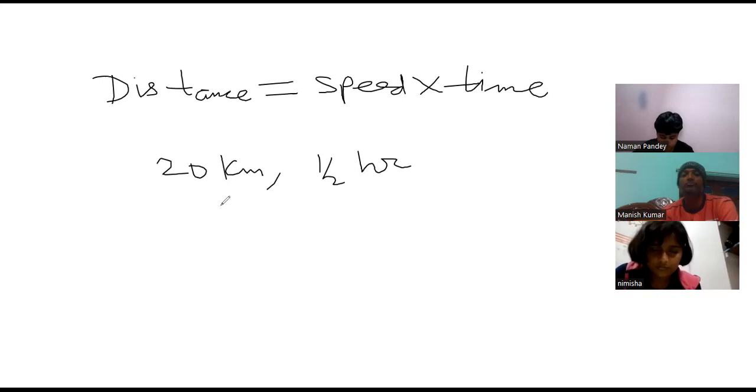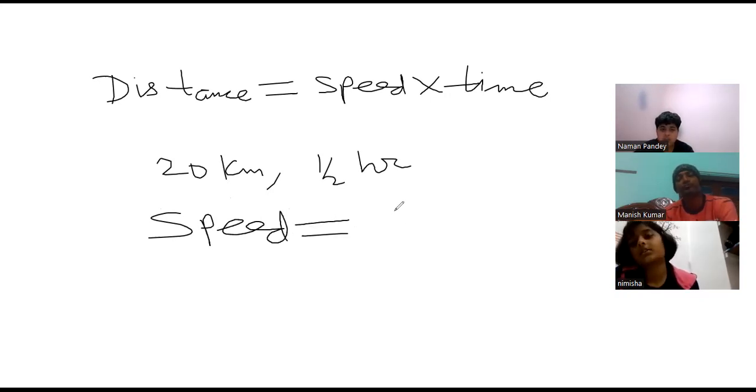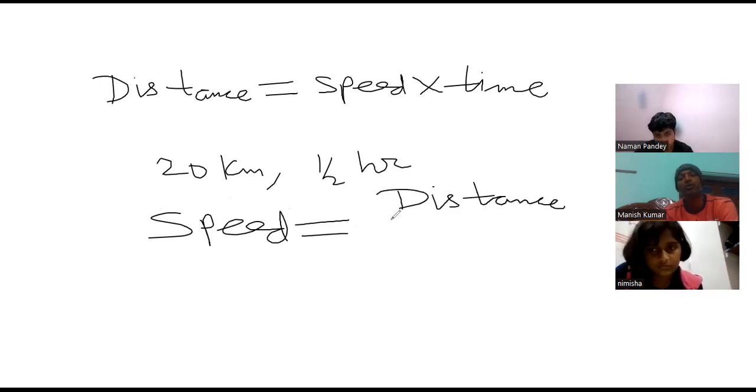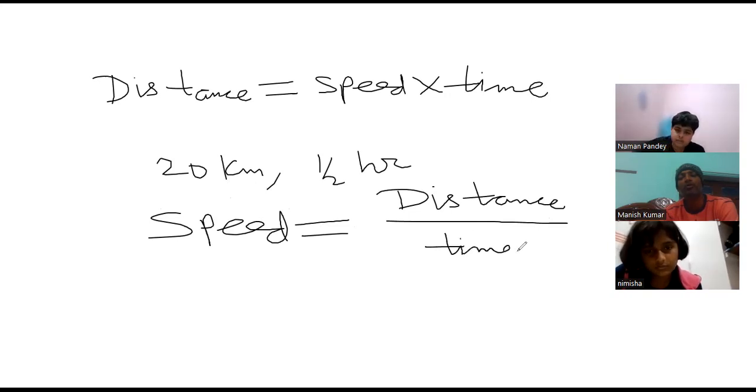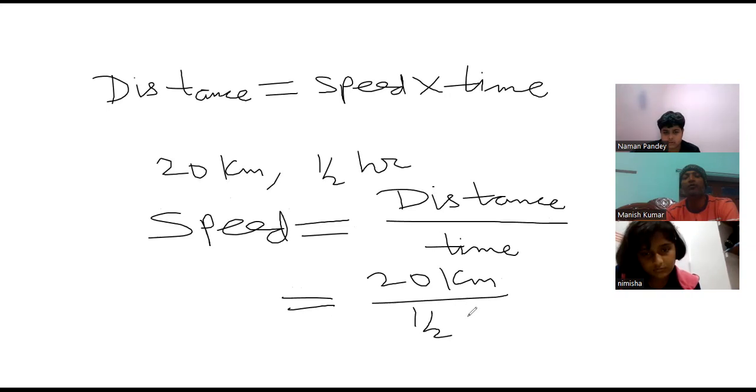We have to find out speed. So speed will be equal to distance by time. Now what to write after that? Distance is 20 kilometers and time is half an hour. Now how can we cancel it, sir? So 20 into 2 by 1.